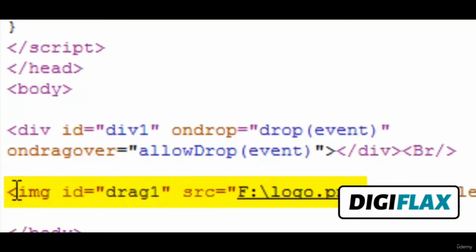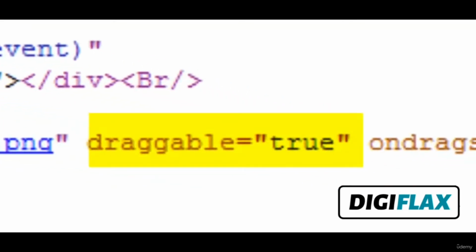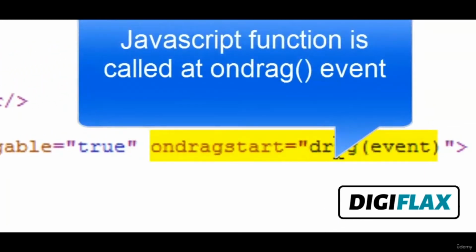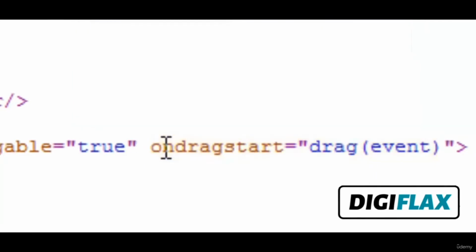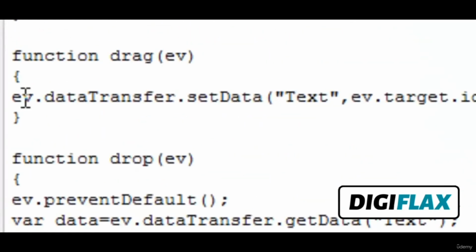First of all, to make an element draggable, set its draggable attribute to true. So we are setting the draggable attribute of the image to true. Then look at the JavaScript function. The function that is called on drag start is drag, and event is the argument which is passed. So on drag start we call the drag function. This is the drag function.